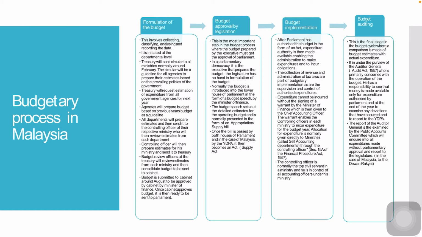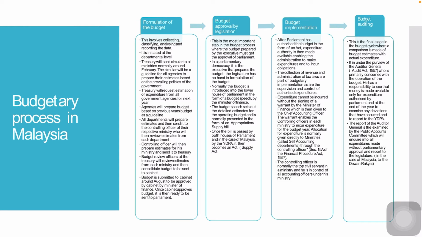So, moving on, barulah kita implement. So the budgetary process number 3 is budget implementation ataupun kita kata dengan execution. After the parliament has authorised the budget in the form of an act, bila dah jadi akta, so expenditure authority is then made available. Maka kuasa untuk berbelanja telah diberikan lah. So enabling the administration to make expenditure and to incur some obligation. So tapi berbelanja dengan adanya, orang kata apa, obligation lah, tanggungjawab kan. Ada dia punya limit dia.